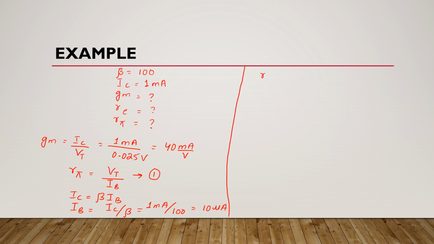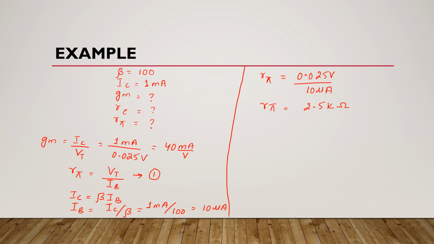So if we put the values of thermal voltage and base current in equation 1, we get R pi is equal to 0.025 volts divided by 10 microamperes, and after solving this you will get 2.5 kilo ohms. Okay, this is the value of R pi.